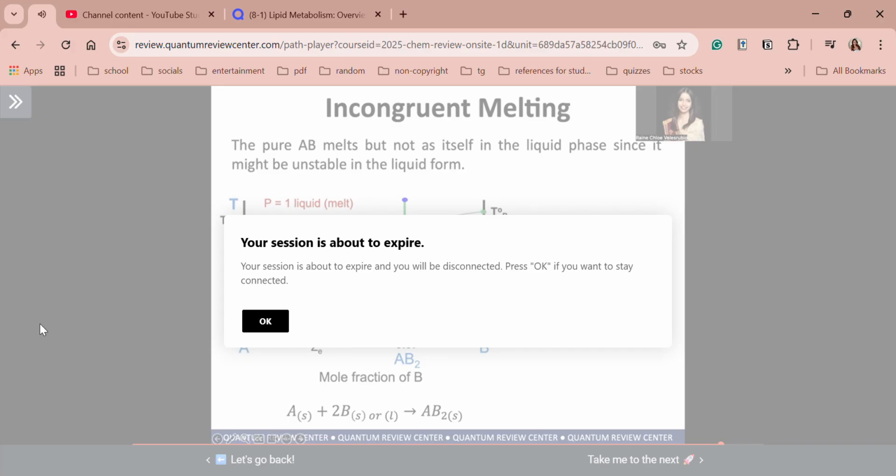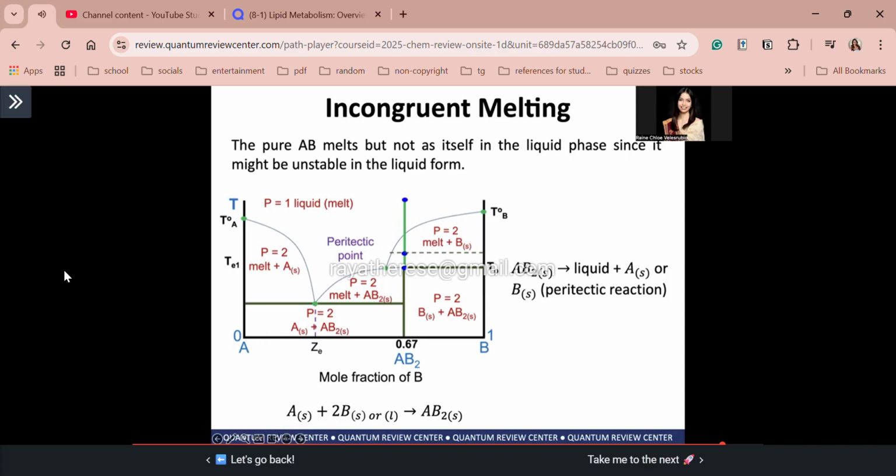I hope it's clear. So, notice, guys, in incongruent melting, we have what we call a peritectic reaction. Now, what is a peritectic reaction? In peritectic reactions, there is a special reaction point. Here, at the peritectic point, the liquid phase and a solid phase, let's say B, will react to form a new solid phase A. So what happened? In peritectic incongruent melting, a solid melts into a liquid and a new solid. Again, guys, the solid will melt into a liquid and a new solid. The liquid and the new solid should have different identities than the original solid, because the pure AB has melted but not as itself in the liquid phase. This is the phase diagram for incongruent melting.